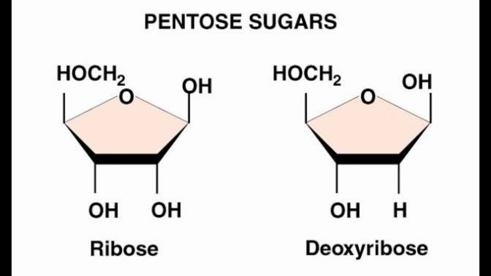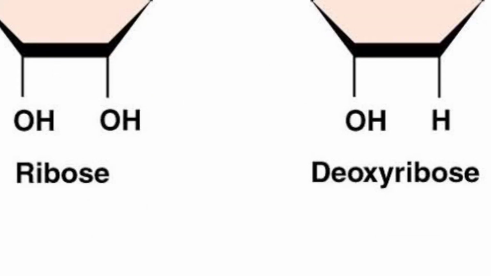And what are pentoses? Sugars with 5 carbon atoms are called pentoses. 2 pentoses are found in nucleic acids, ribose and deoxyribose. A nucleic acid containing ribose is called a ribonucleic acid, RNA, and one containing deoxyribose is called a deoxyribonucleic acid, DNA. As the name suggests, deoxyribose is almost the same as ribose, except that it has 1 fewer oxygen atom in its molecule.